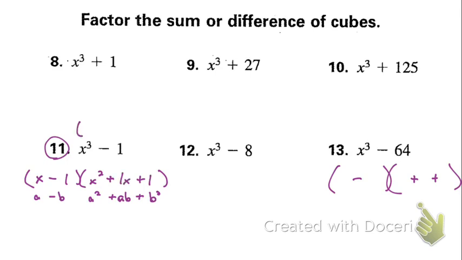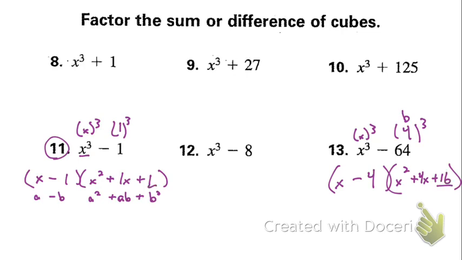So it'd be x minus 1, x squared, 1x, 1. For the record, x to the third power gives me x to the third power. 1 to the third power gives me 1. So that's where we got that from. Now, the only difference over here, that's still going to be x to the third power, but this 64 is the same thing as 4 to the third power. So my b is 4 on this. So it would be x minus 4, and then x squared, 4x, and then b squared, which goes right there, is going to be 16. All right, so those two are done.